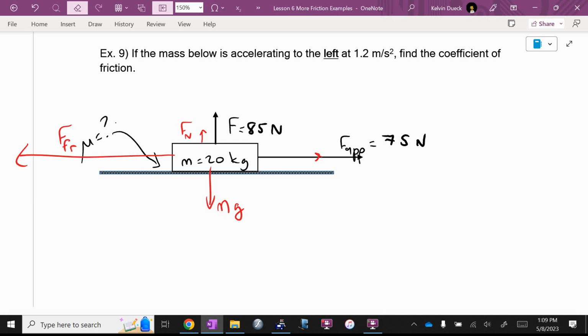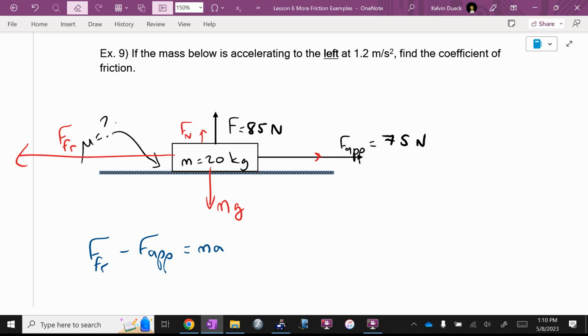Yes? I guess it must be slowing down. Who's winning? Don't say F applied, Davin. Good. Who's losing? What's that always equal? What are we trying to find? Which of those three has a mu hidden inside of it?